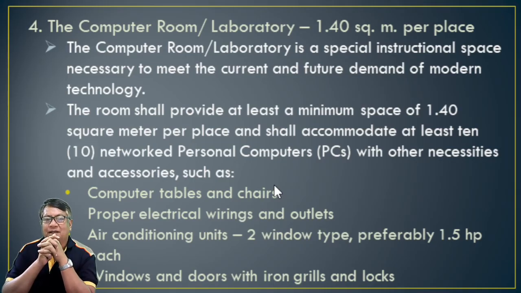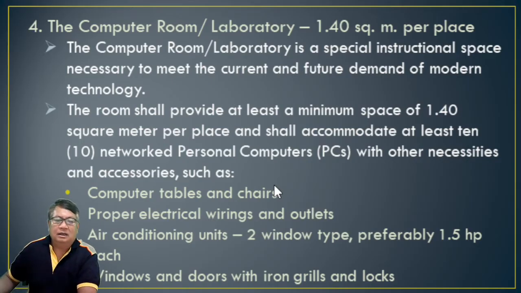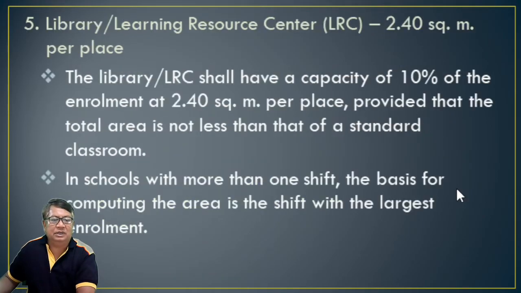So the room shall provide at least a minimum space of 1.4 square meter per place and shall accommodate at least 10 network personal computers or PCs with other necessities and accessories such as computer tables, proper electrical wirings and outlets, air conditioning so that our equipment will not be overheated, no? Two window type, preferably 1.5 horsepower each. Okay. So windows and doors with iron grills and locks. Okay. Of course, to secure our facilities, our computer units.